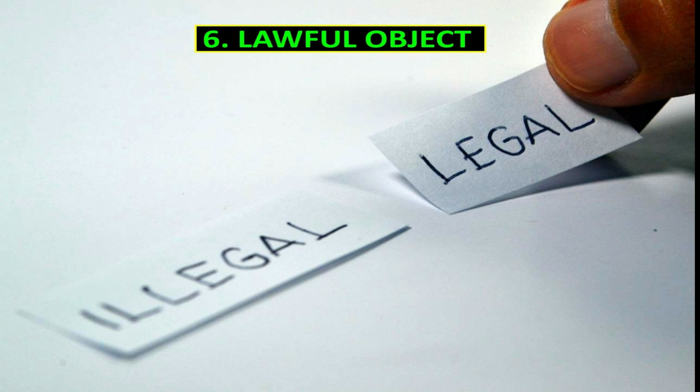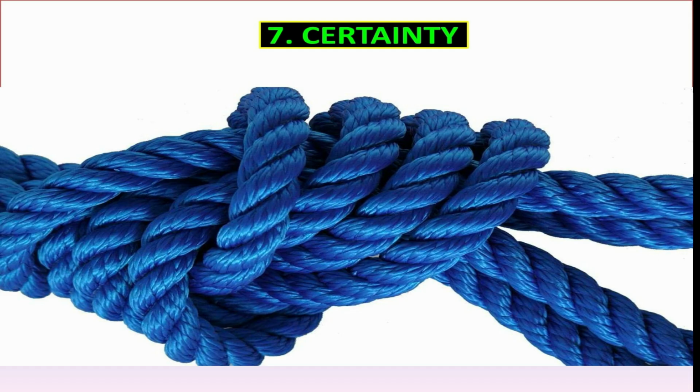Number 6, lawful object. The object of the agreement must not be illegal, immoral, or opposed to public policy. If an agreement suffers from any legal flaw, it would not be enforceable by law. Number 7, certainty. The terms of the agreement must be certain and not vague or ambiguous. Section 29 of the Contract Act 1872 provides that agreements, the meaning of which is not certain or capable of being made certain, are void.